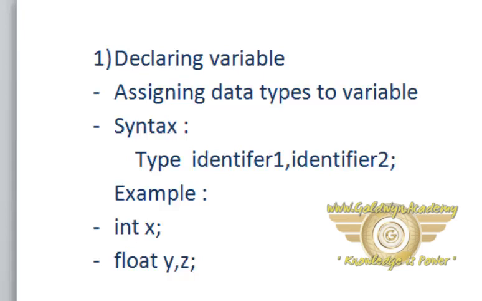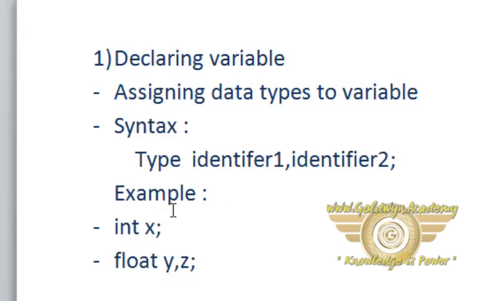Here, this is the syntax to declare a variable. Type is a data type. Type represents the data type. Identifier 1 is the variable name. We can create any number of variables simultaneously by using a comma in the identifier.